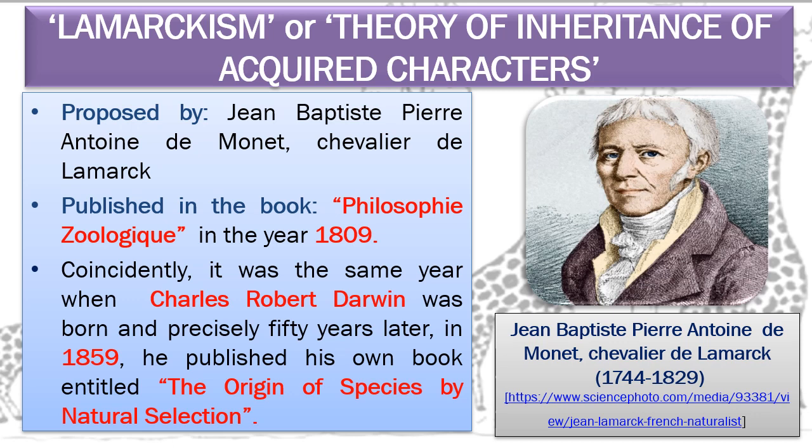Now there is an interesting fact about this year. In the same year Charles Robert Darwin was born. He is famously known for his theory of natural selection, or Darwinism. And later, after 50 years, he published his own book, The Origin of Species by Natural Selection.